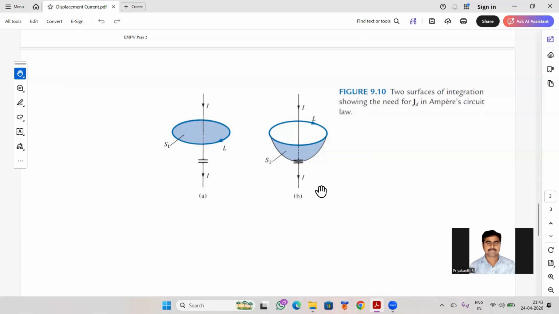In this video, we understood the inconsistency of Ampere's law, the concept of displacement current density, and how Maxwell modified the equation for time varying fields. This concept has played a major role in the development of electromagnetic wave theory.